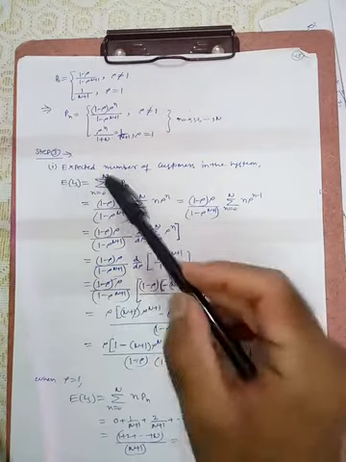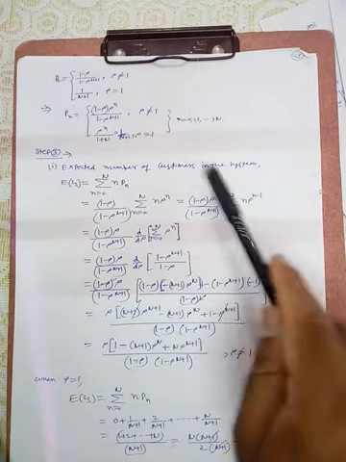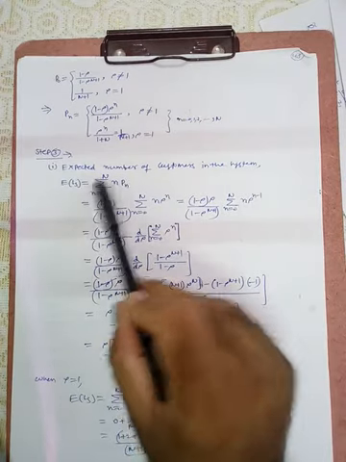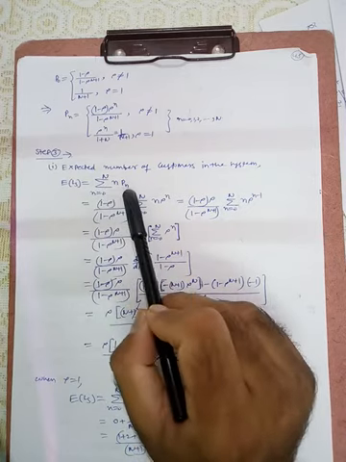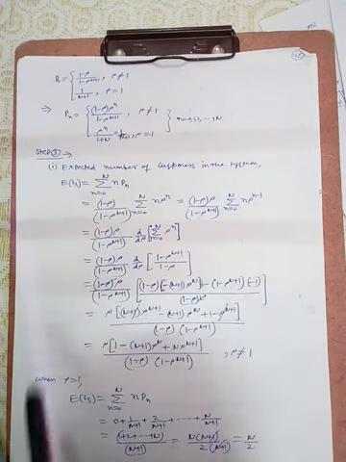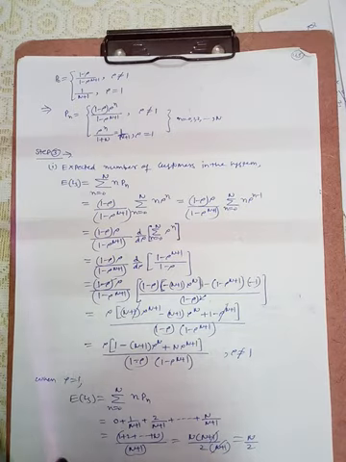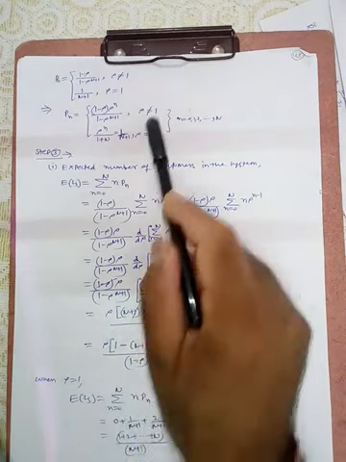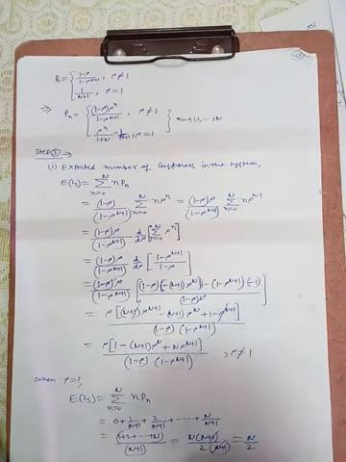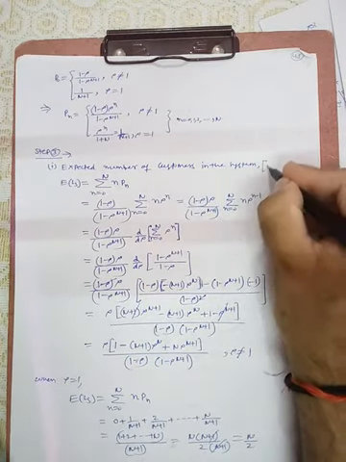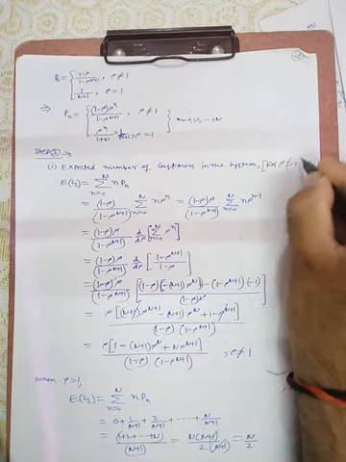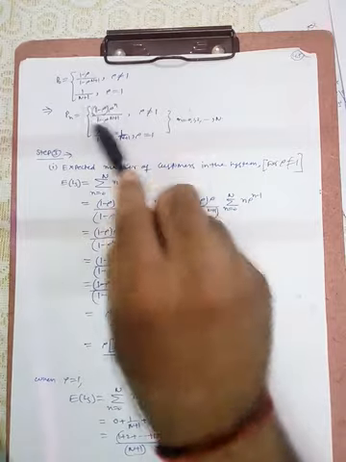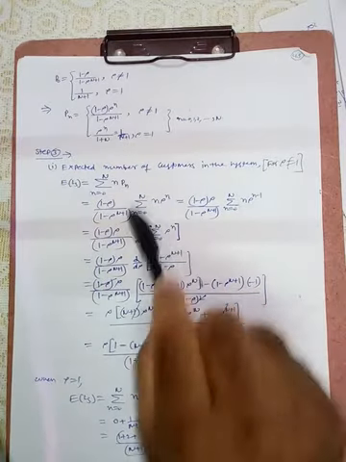Step number 3, find the indices. Expected number of customers in the system, which is ELS, is equal to summation n from 0 to capital N of n Pn, because we have allowed up to N number of customers. Now substitute the value. First we are considering this for rho not equal to 1. Fine. So this is for rho not equal to 1. So we are substituting this value. So substitute this value here.